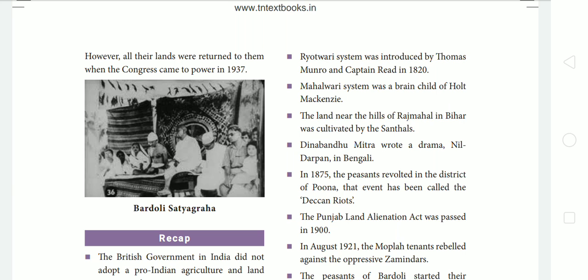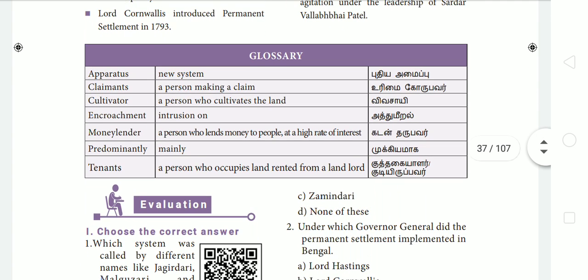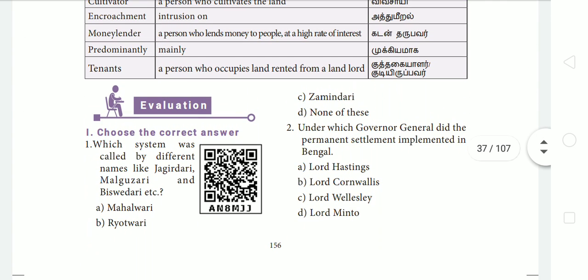So there were different peasant revolts that took place during the British period, that is the Deccan riots, Punjab peasant movement, Champaran Satyagraha, Kheda Satyagraha, then Moplah rebellion, Bardoli Satyagraha, Indigo revolt, Pabna revolt. So there were many peasant revolts that took place during the time of the British government. Students, have you understood this lesson?